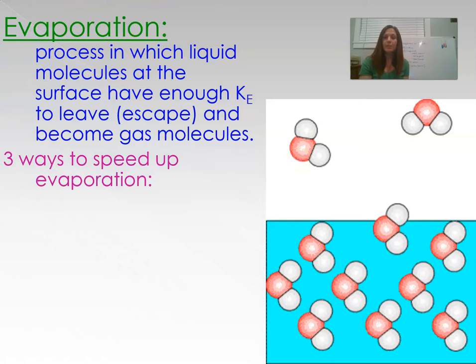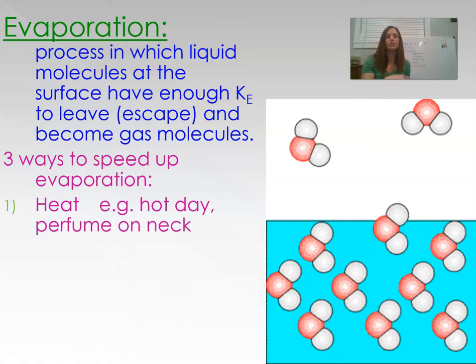If you wanted to speed up evaporation, there are three ways to do it. One of them you see, well, this is a blow dryer, will do this one. This is the first type of evaporation. Sorry, I got them out of order in my mind. So heat is the first way to speed up evaporation.